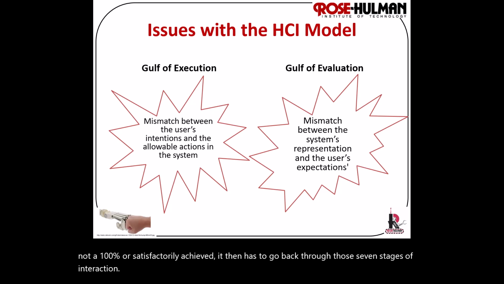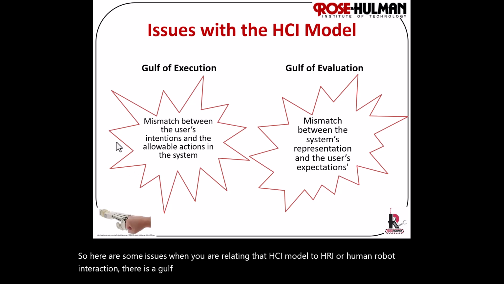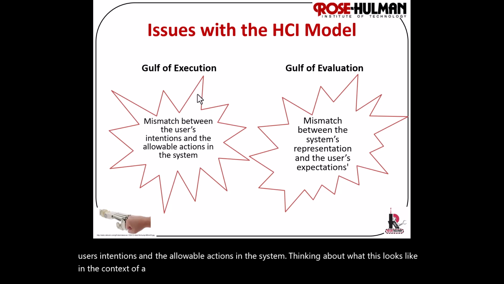So here are some issues when you are relating that HCI model to HRI, or human-robot interaction. There is a gulf of execution, which means there may be a mismatch between the user's intentions and the allowable actions in the system. Thinking about what this looks like in the context of a computer versus a robot. Or gulf of evaluation would be a mismatch between the system's representation of the environment or the world and the user's expectation.